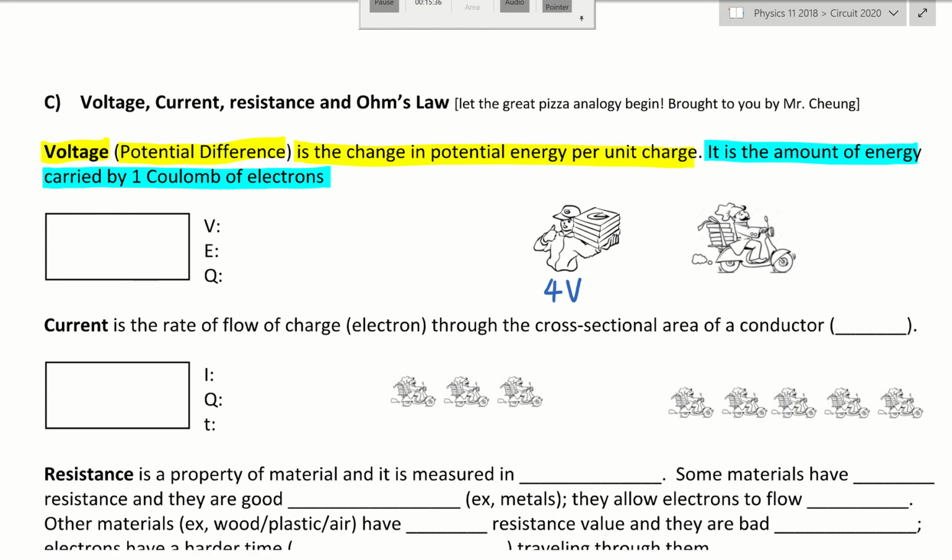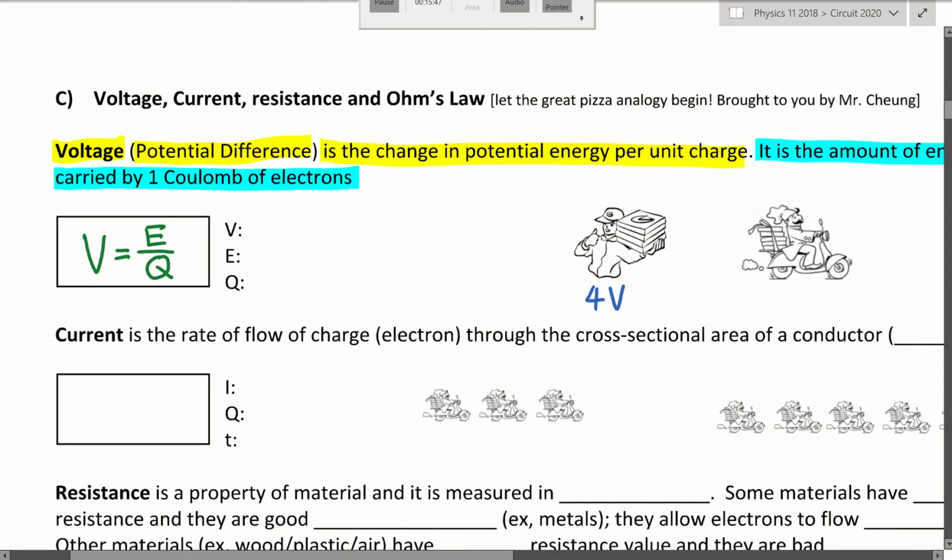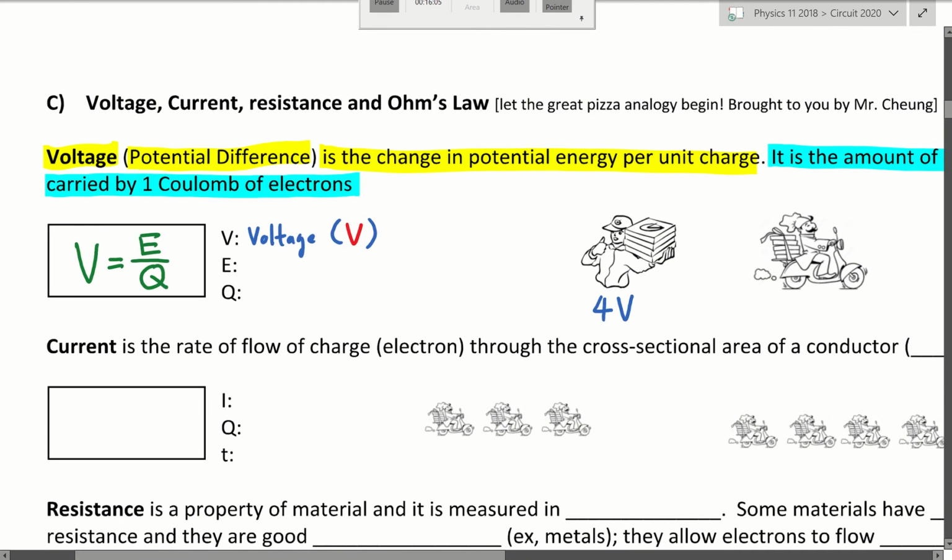So the definition of voltage is what? Voltage is the amount of energy carried by 1 coulomb of electrons. Now, in this equation, V is voltage, which is measured in volts. Yeah, I know, it's annoying. The symbol for voltage and the unit for voltage is exactly the same. So voltage is measured in volts.